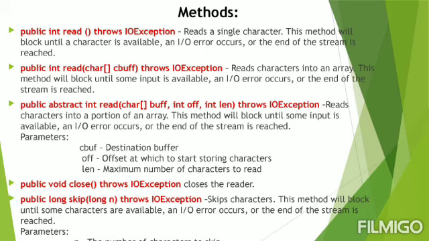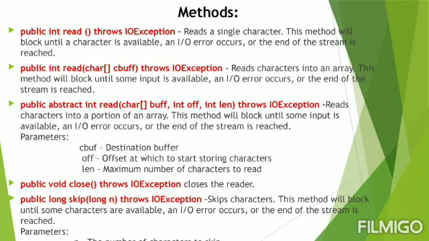Public int read, which will help you to read a character into an array. This method will block until some input is available, an I/O error occurs, or the end of the stream is reached. Public abstract int read with a character array buffer, and three parameters, buffer, offset and length. So this will read characters into a portion of an array. This method will block until some input is available, an I/O error occurs, or the end of the stream is reached.